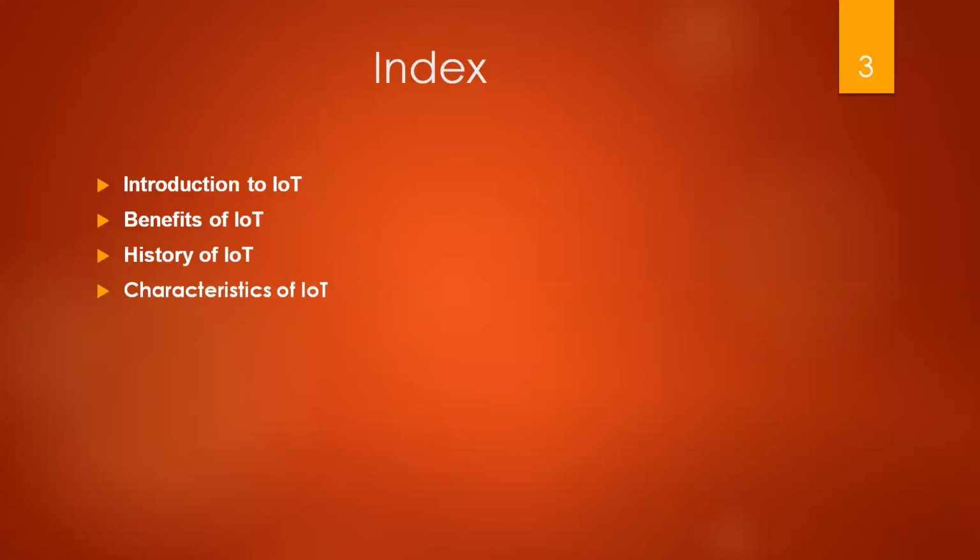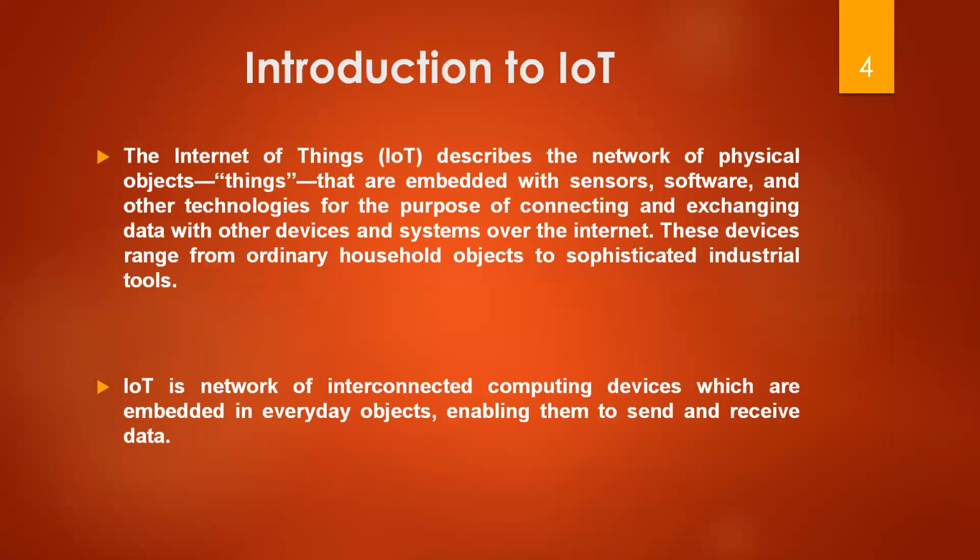The first one is introduction to IoT. The second one is benefits of IoT. The third is history of IoT. And the last is characteristics of IoT. Now, the introduction to IoT.